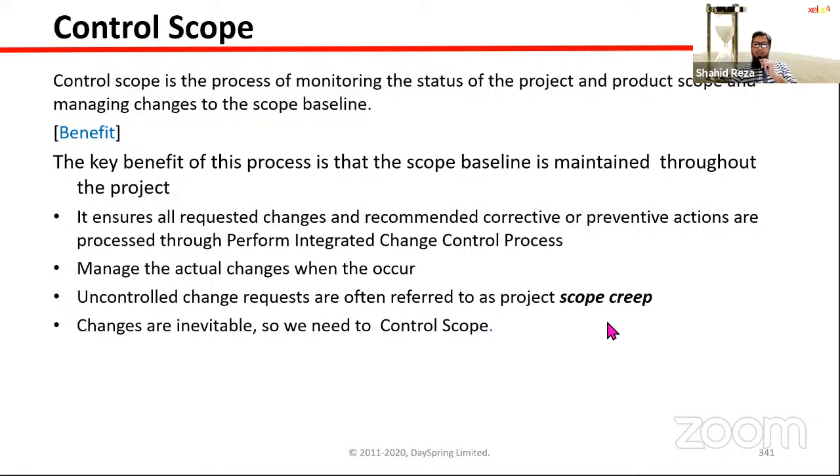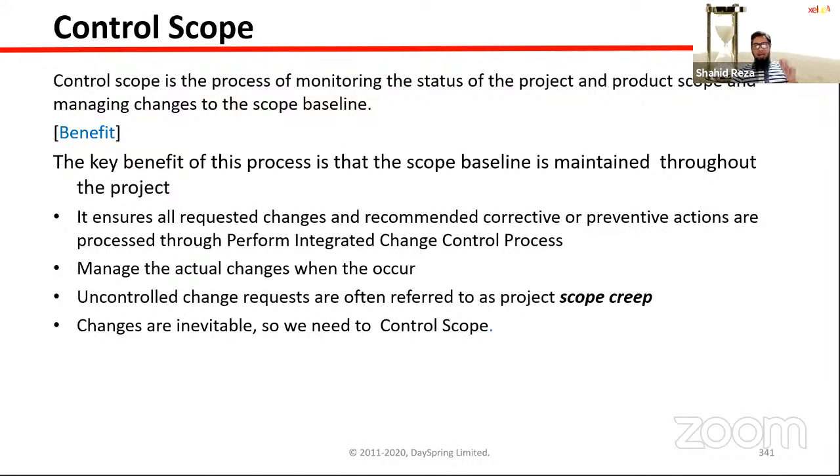Another main thing in control scope is to control scope creeping. What is scope creeping? Scope creeping is uncontrolled change or unapproved change. Nobody has given you approval, but you add some extra scope in your scope of work. That starts creeping your scope. It expands your scope, and that also impacts your time and your budget. So please remember, as per PMBOK, scope creeping is a bad thing.